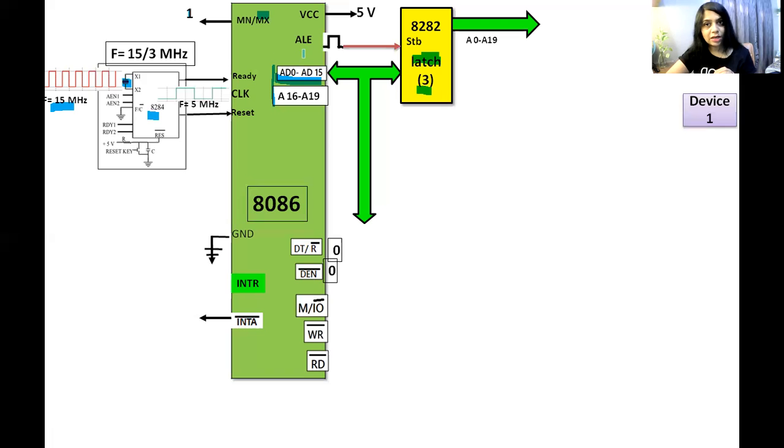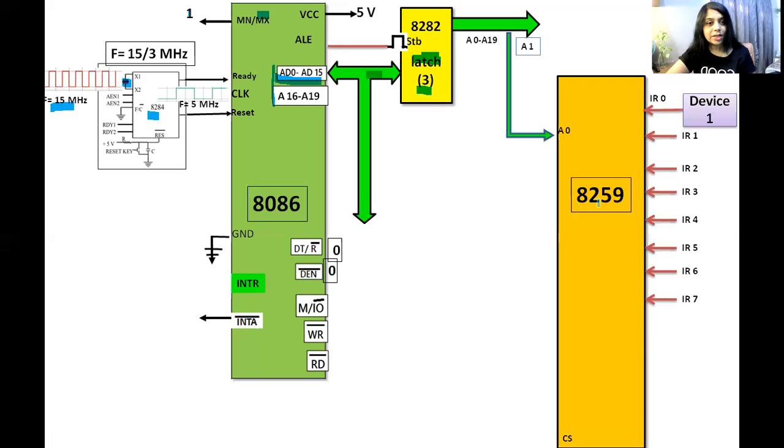The address latch enable pin of 8086 is connected to the strobe input of this octal latch, and this is the pure address bus A0 to A19, that is the 20 pin address bus. When a short pulse flows on this pin, and the strobe input of this latch receives this pulse, it will activate the latch, and whatever address is flowing on this address bus, it will hold that address. It will lock that address inside.